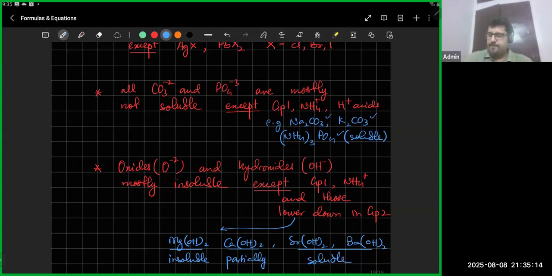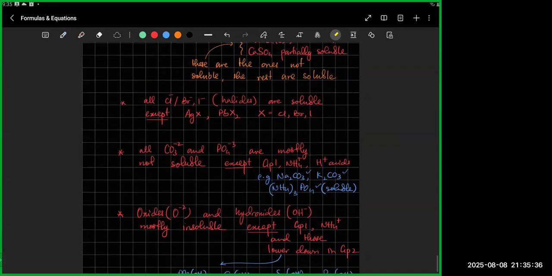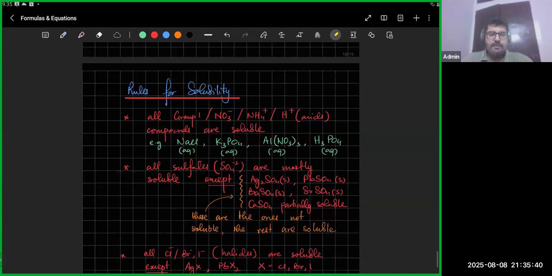Okay, so all group 1 oxides and hydroxides are soluble. Group 2, only the bottom ones, right? So group 2 is right at the bottom. These are the ones that are soluble. NH4 plus 1 is soluble, but for the rest of the periodic table, all oxides and hydroxides are insoluble. Is this clear? Yes, sir. That's my solubility table. That's the rules for solubility.